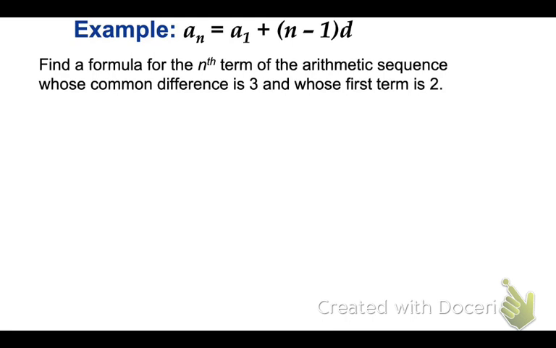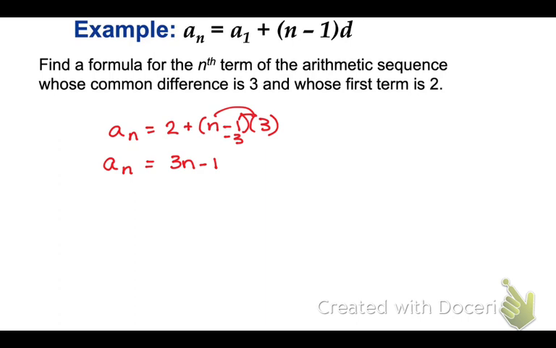Okay, find the formula for the nth term of the arithmetic sequence whose common difference is 3 and whose first term is 2. So, a sub n equals 2 plus n minus 1, times 3. Okay. So, now what? Distribute. So a sub n equals 3n, and then negative 3 and positive 2 would be negative 1.